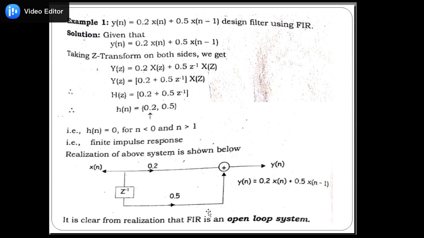Finite impulse response. The realization of the above system is shown below. Suppose the input is taken from x(n), with a multiplier of 0.2. When you perform a delay on the input sample, 0.5 will be the multiplier. x(n) with multiplier 0.2 is provided to the summer block. Then the delayed version of the input sample multiplied with 0.5 is provided to the summer or adder block. Then that generates y(n) = 0.2 x(n) + 0.5 x(n-1). It is clear from the realization that FIR is an open loop system.